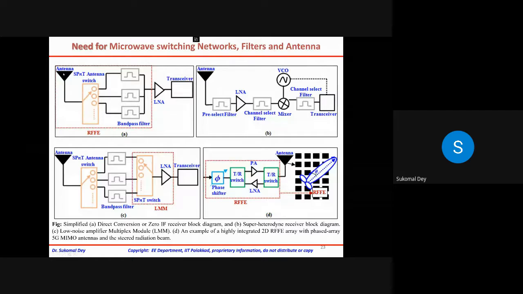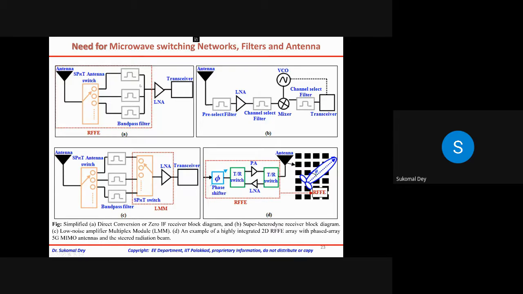So here you can see there is an antenna followed by a switching network, and each and every switching network is connected to a bandpass filter. It is a very, very interesting network. Those are being used currently in mobile phones, and in any kind of satellite applications.